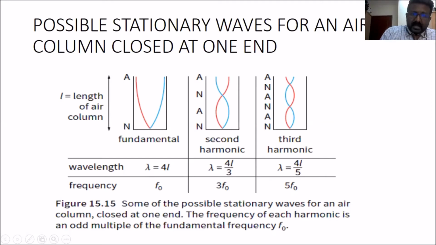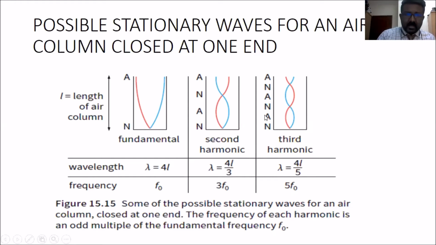And for the closed organ pipe, that is one end of the organ pipe is closed, the frequency of each harmonic is an odd multiple of the fundamental frequency f naught. If it is an odd multiple of f naught, the next frequency can be achieved at 3 f naught, and therefore the length of the air column should be equal to 3 lambda over 4. And for the next frequency, again the odd multiple, the third harmonic, will be equal to 5 lambda by 4.